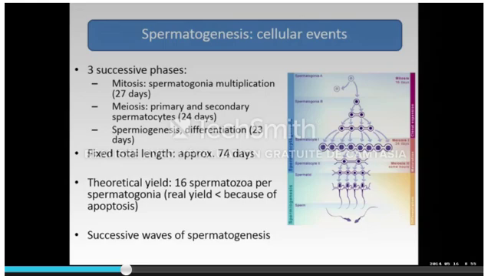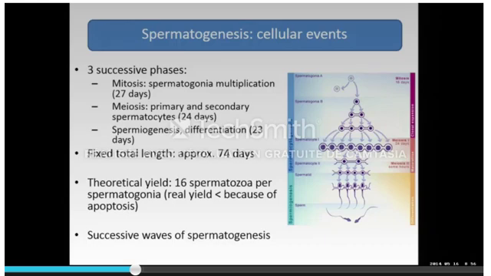The theoretical yield of spermatogenesis is 16 spermatozoa per germ cell. This is theory, because in reality, in physiology, many cells undergo regulation by apoptosis. Okay? So this is theory. Keep in mind that one germ cell gives 16 spermatozoa, 16 mature spermatozoa, but in reality it's far less than that because of apoptosis.